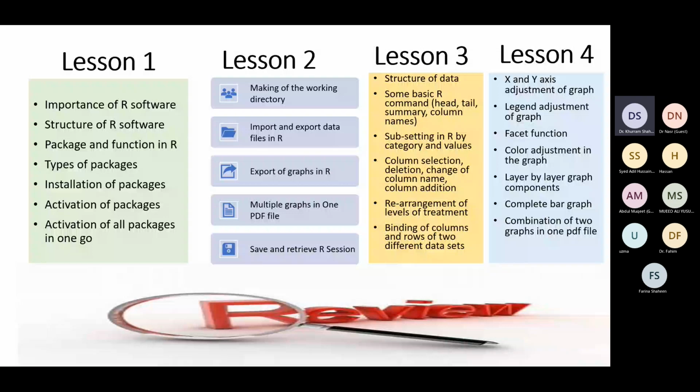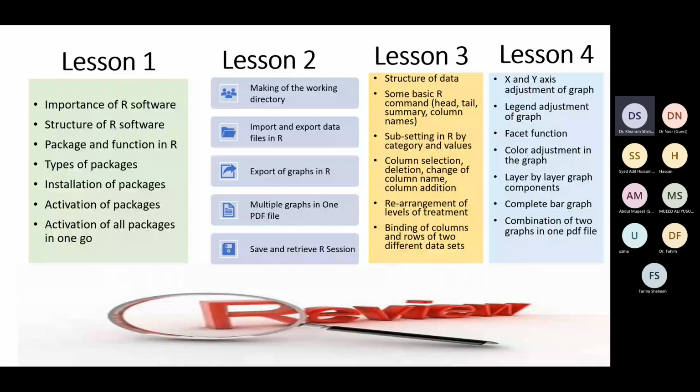So we saw the x and y-axis adjustment, and how we can do that. Legend adjustment and faceting functions are very important in this command. So you can make a graphic of your wish, with treatments, varieties, and whatever you want in the arrangement. So that's very important. Then we see how we can adjust the colors of a graph in R.